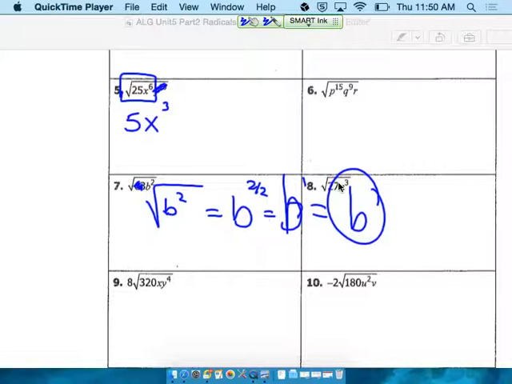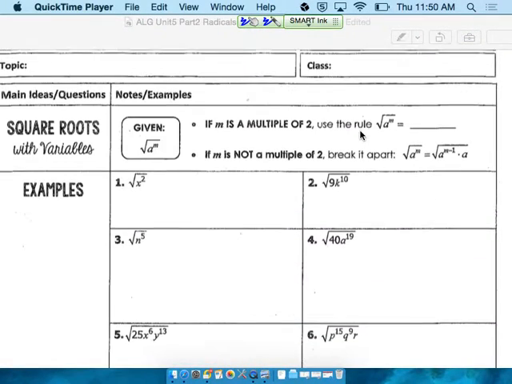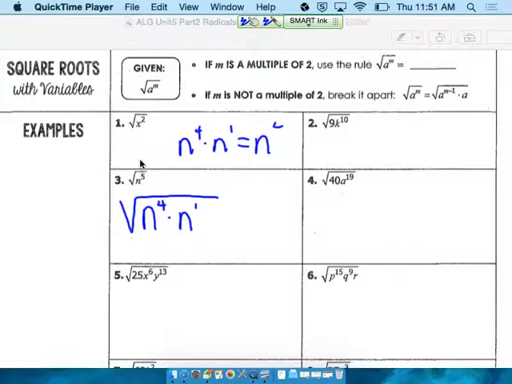Okay? Now let's go back and do the odd, when the variable is raised to an odd power. So when the variable is raised to an odd power, I like to think of it like this. I have n to the fourth times n to the first, because going back to properties of exponents, that's going to be n to the power of 4 plus 1, which is n to the fifth. So the largest perfect square factor of n to the fifth is n to the fourth. So all you do is just take the odd number, subtract 1.